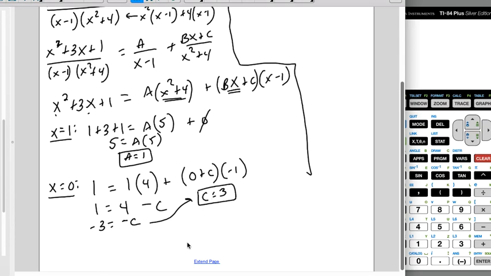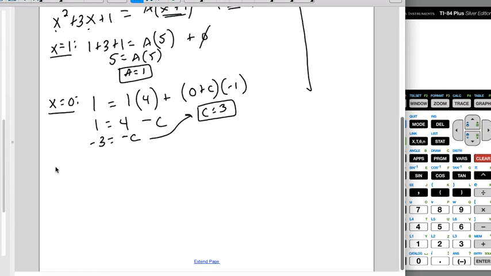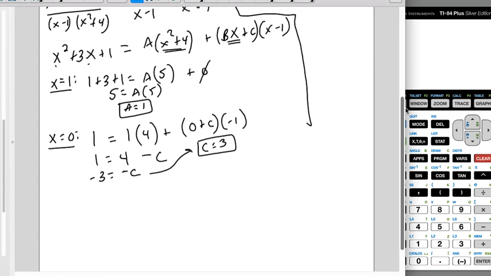Now that I know a and c, I can find b using any easy x. It doesn't matter which x you pick. I really don't care. I'm going to pick any other easy x. So in my case, I'm going to go ahead and pick x as 2 because I think I'd rather pick a 2 than a negative 1. That's up to you in terms of your style preference.